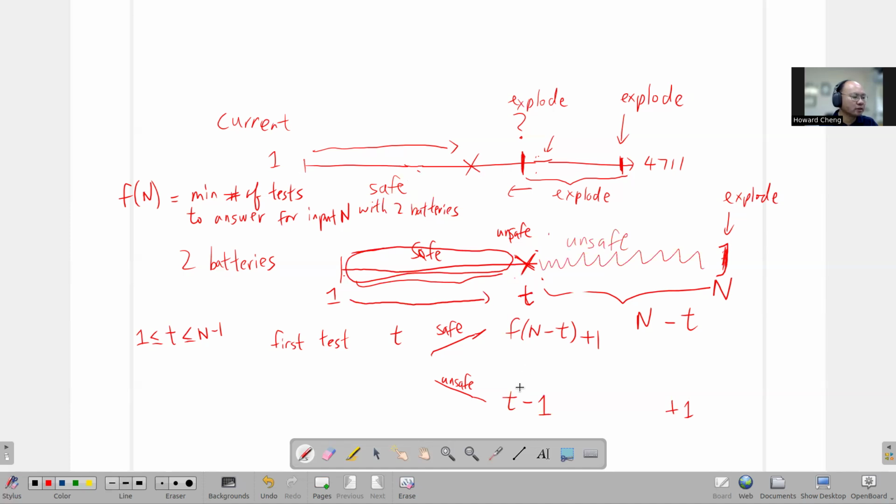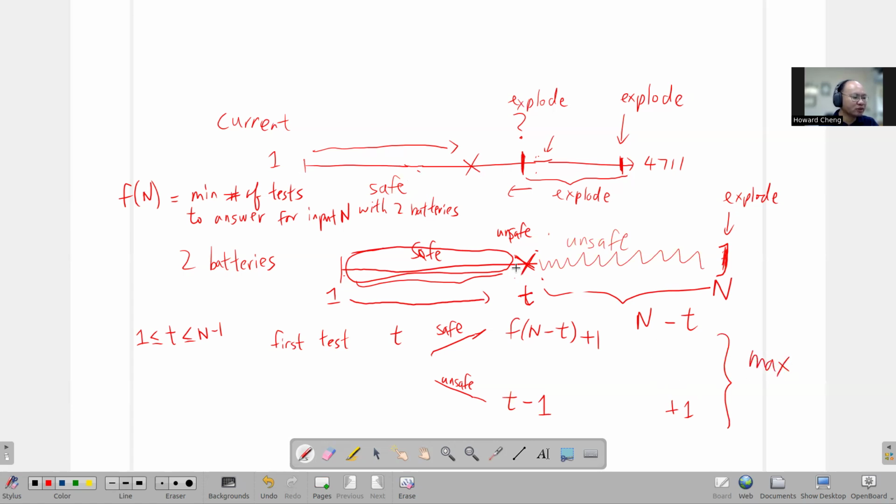Okay. So those are my 2 options. I don't know the answer. It could be either way. If I want to minimize it, sorry, let me do this again. Because I don't know whether the correct answer is to the left or to the right, when I take a stab t, it could explode or not explode. And I have to take the worst case. So I have to take the maximum of these 2.